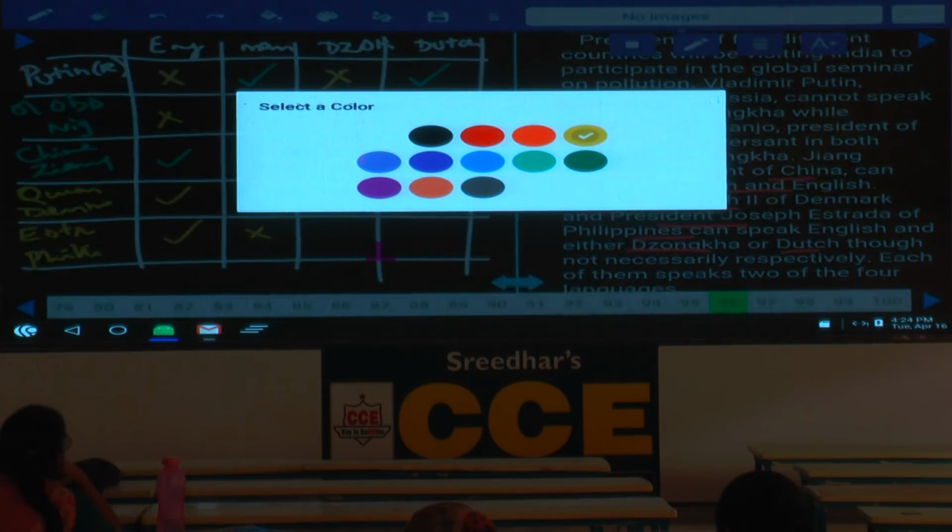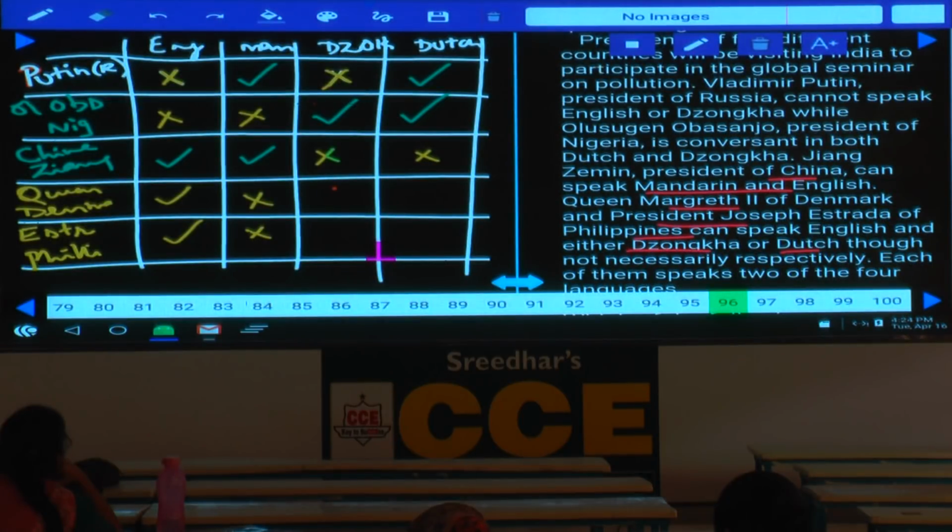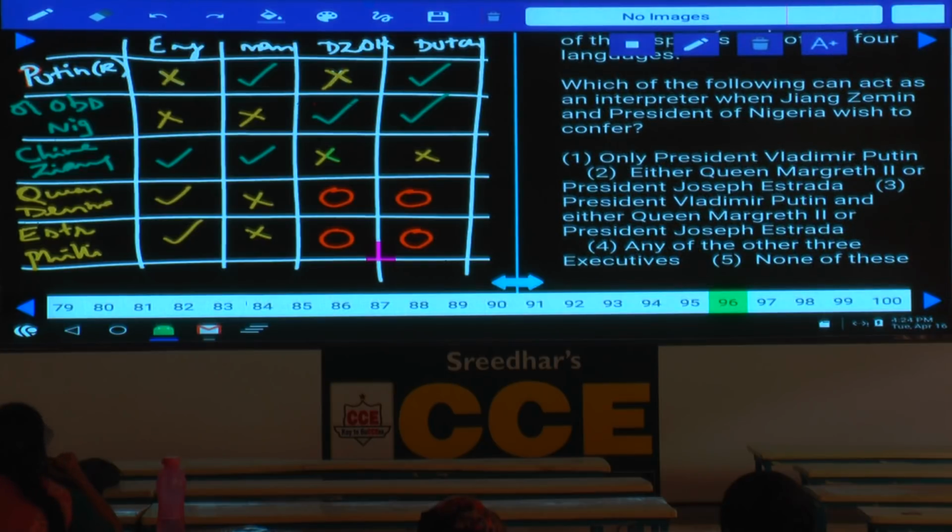Now here we do not have any more information. If this person speaks Jonka, then Dutch will be false because only 2 languages. Or if Estrada speaks Dutch, then Jonka will be ruled out. Hence here we need to find out who is speaking which language. Done with this? Now this is the information given. Then question number 96.